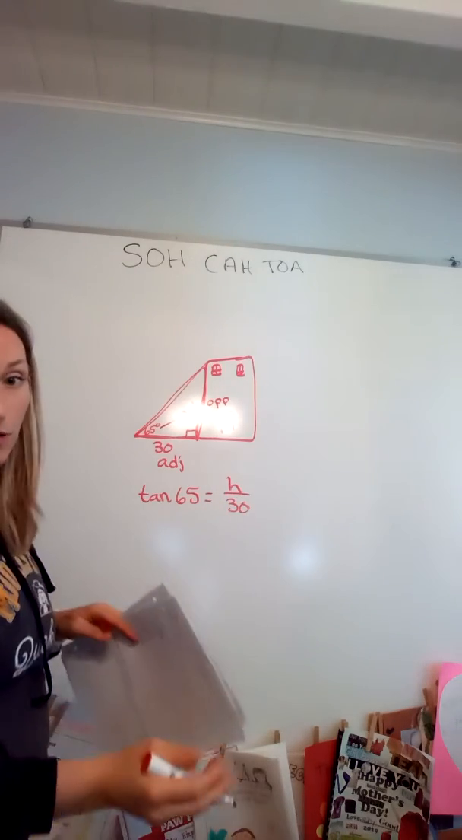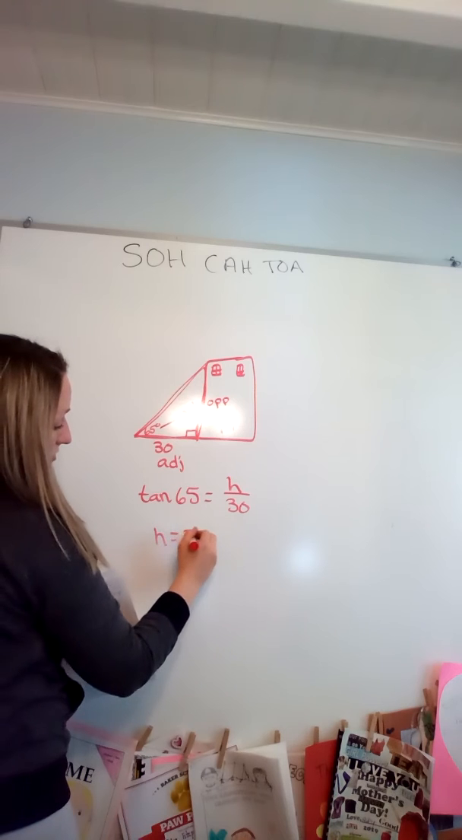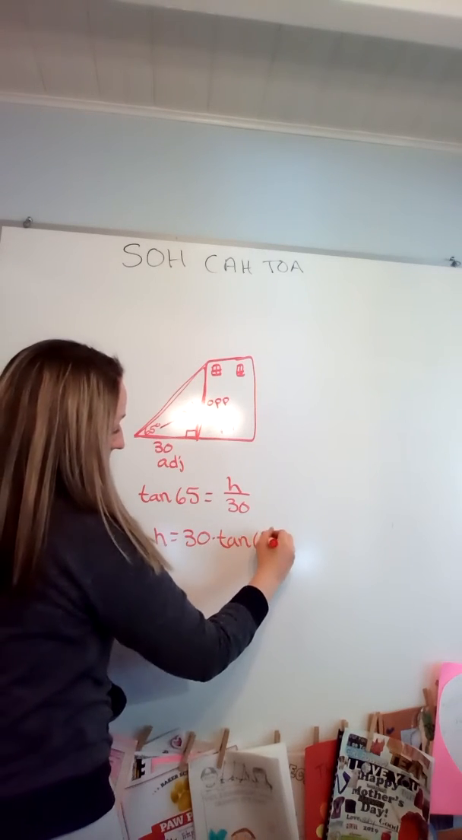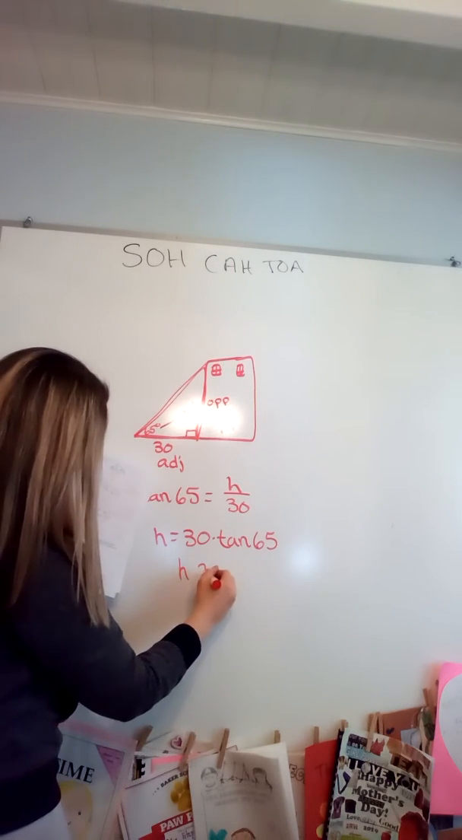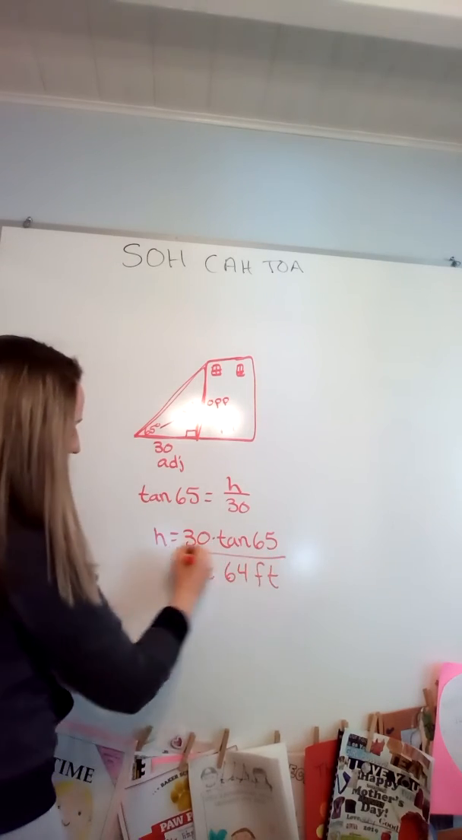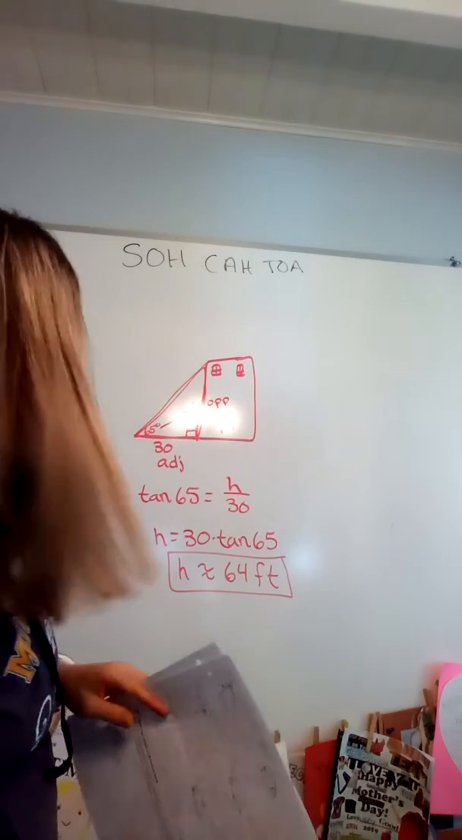We've done a bunch of these problems now. You're going to multiply both sides by 30 to get h is equal to 30 times tan 65. You're going to plug that into your calculator and find that h is approximately 64 feet. The directions say to round to the nearest foot, so no decimals, 64 feet.